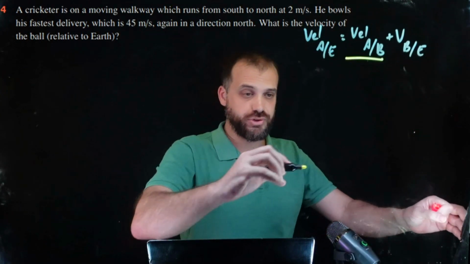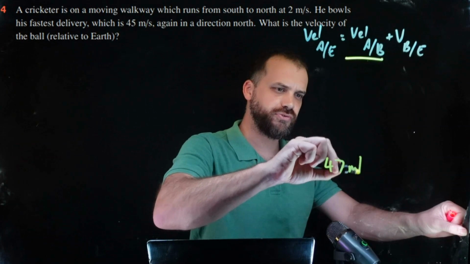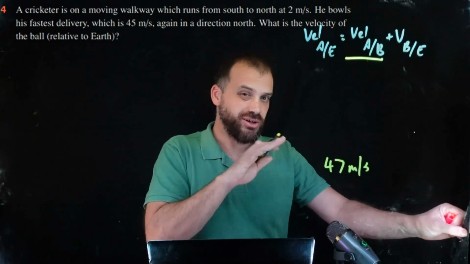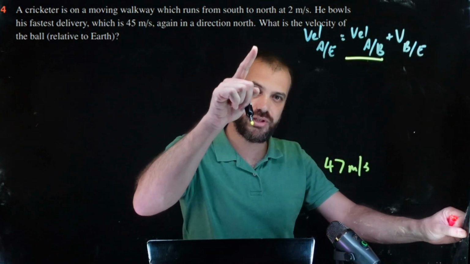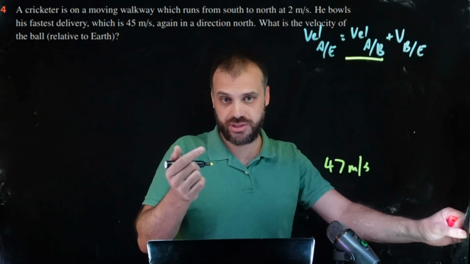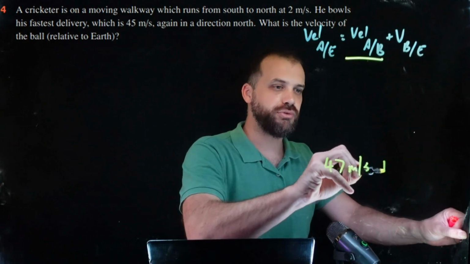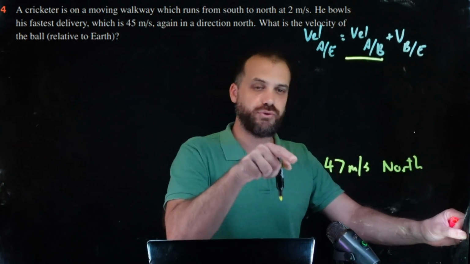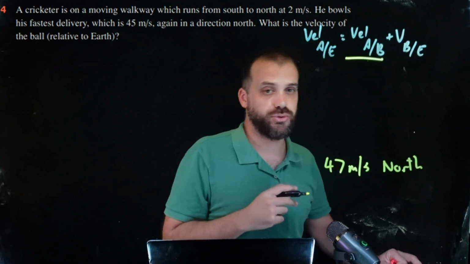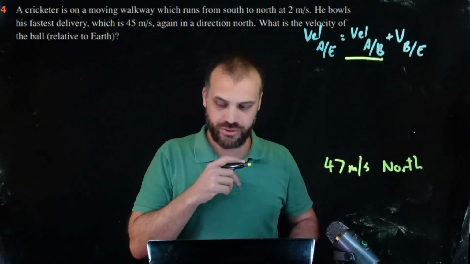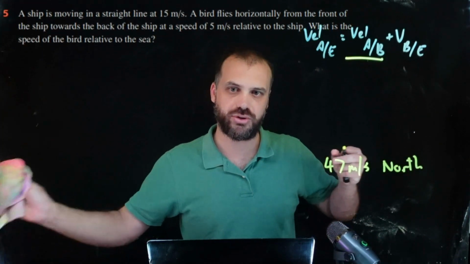Now, I did just rub it off the screen, but I did write that my answer was 47 meters per second. I'm wrong, because it says, what is the velocity? And remember, velocities have speed, but they also have direction. So, I'm wrong. I really need to add in my direction here. 47 meters per second in a northerly direction. Okay, on to the next question.